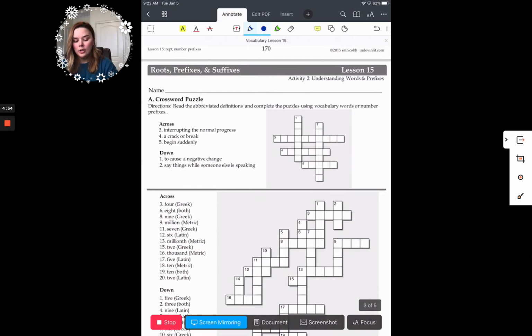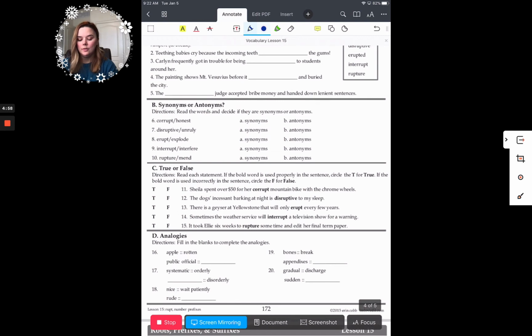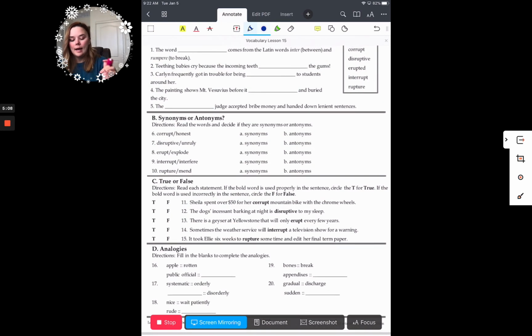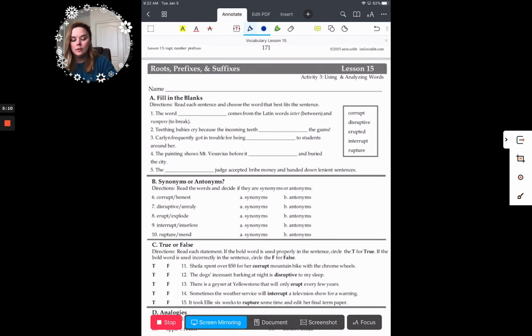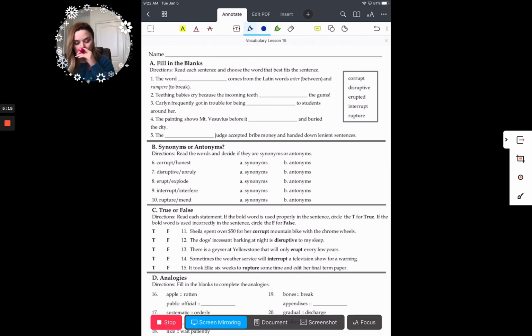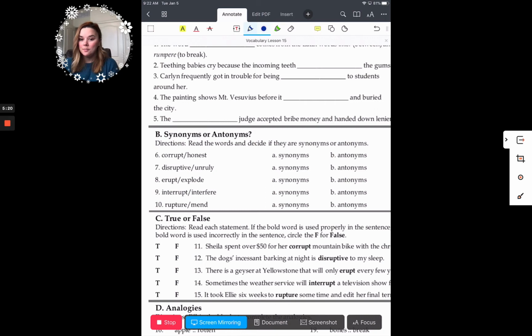So we're going to look at some different activities because some of these are a little bit different from what we normally do. We're going to look at activity 3B, so synonyms and antonyms. So we'll read through these and decide if they are synonyms or antonyms. So I want you to go ahead and read through 6, 7, 8, 9, and 10, decide if they're synonyms or antonyms, and then you can pop back on to check your answers.